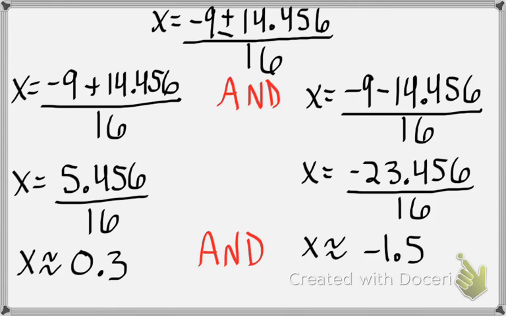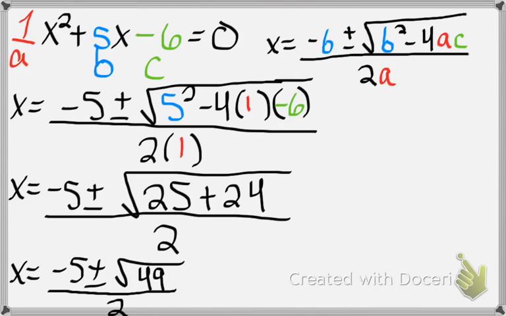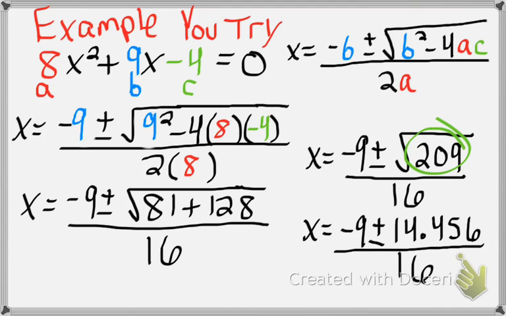Alright, so some of you might be thinking, excuse me, in both of these examples that we just did, when we did the square root, it was a positive number. Meaning on the inside we had positive 209. On the inside of this one we had positive 49. So in both those examples we had a positive number inside of there.